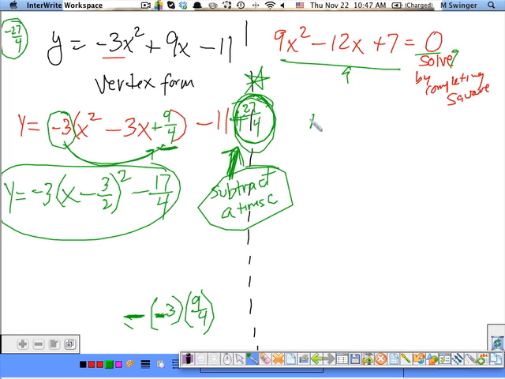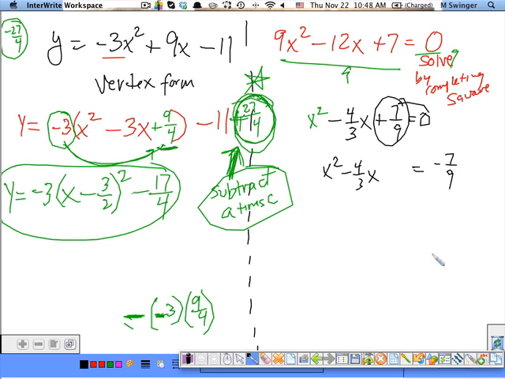9 divided by 9. There's your x squared. Minus 12/9 becomes what? 4/3. X plus, we'll just leave it as 7/9 equals 0. Yeah, you got fractions. So what? Same process. You find the b, divide by 2, square it to find the c. This is not the c. Okay, move it. X squared minus 4 thirds x, leave a space, equals negative 7 ninths.